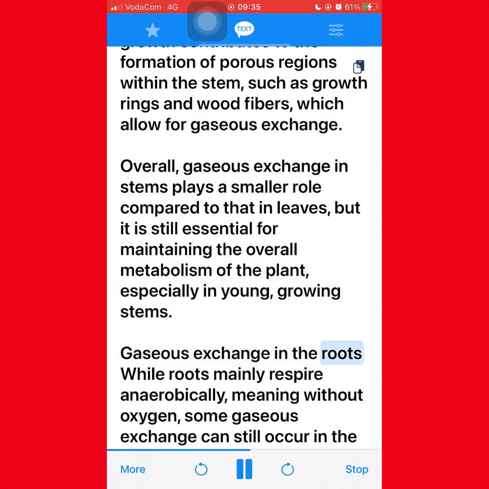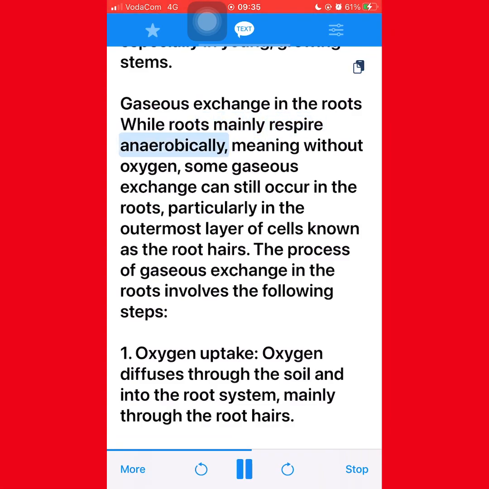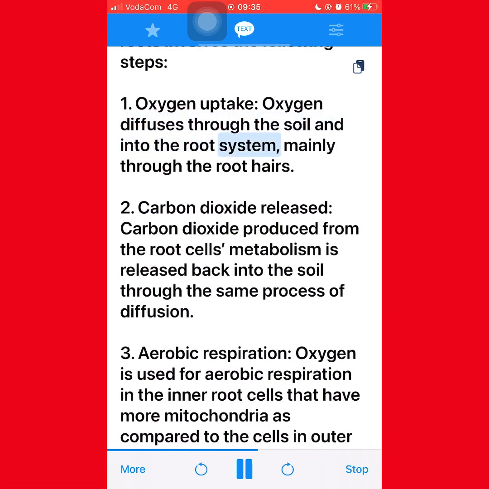Gaseous exchange in the roots. While roots mainly respire anaerobically, meaning without oxygen, some gaseous exchange can still occur in the roots, particularly in the outermost layer of cells known as the root hairs. The process of gaseous exchange in the roots involves the following steps. 1. Oxygen uptake. Oxygen diffuses through the soil and into the root system, mainly through the root hairs. 2. Carbon dioxide released. Carbon dioxide produced from the root cell's metabolism is released back into the soil through the same process of diffusion.